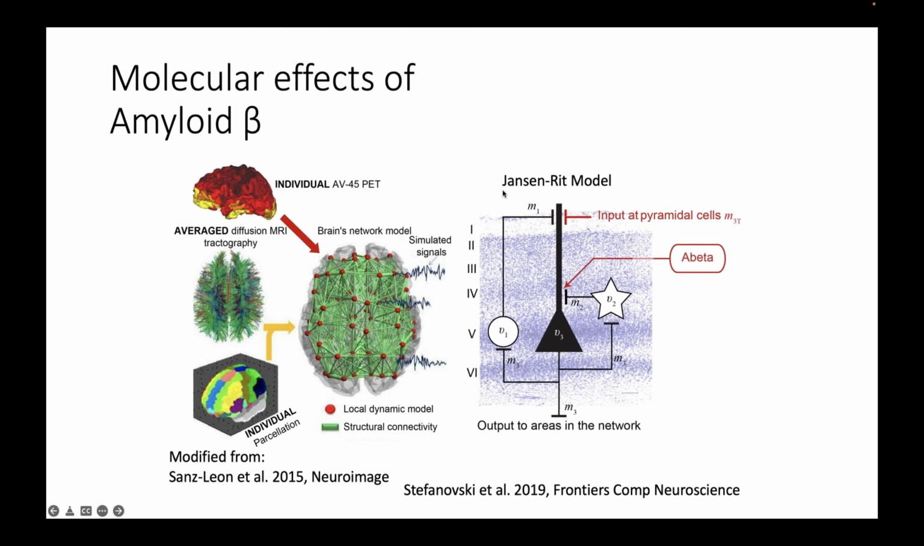We decided then to implement this directly in the transmission from the inhibitory interneurons to the pyramidal cells in the Jansen-Rit model. This is the model that I showed earlier, which has three biologically quite plausible cellular populations: pyramidal cells and inhibitory and excitatory interneurons. In this connection, we wanted to implement the effect of amyloid beta, and we slowed down the firing rate so that more amyloid deposition leads to less inhibition.